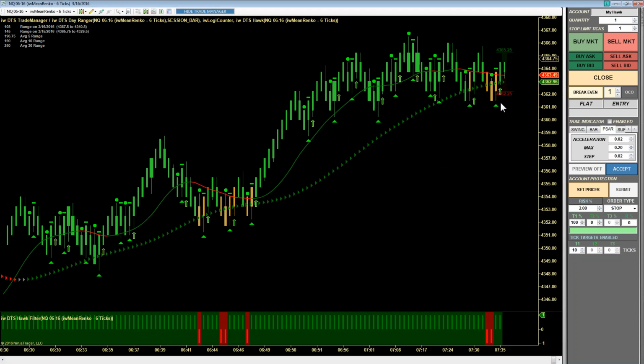is very useful, especially with a tool like the Hawk, where we've got the yellow bars, we've got the mean Renko bars. You can plainly see that this market is kind of stuck in a sideways range. There's not much that we can do about it right now.